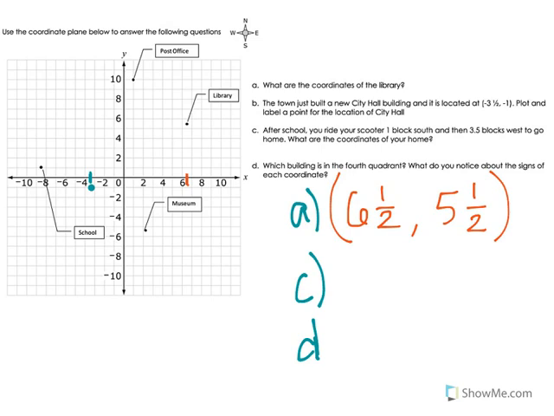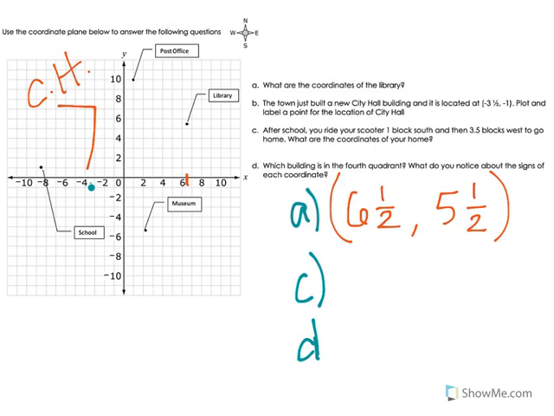Okay, and I need to label it, so I'm going to label it CH. That's our City Hall building. All right, part C. After school, you ride your scooter 1 block south and then 3.5 blocks west to go home. Okay, so first I need to locate the school. So the school is at -8.5, +1.